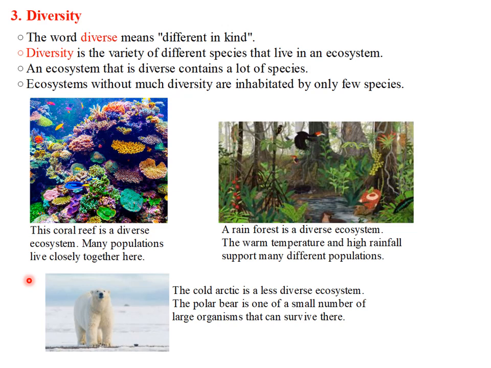So if we look at the first picture on the left, we can see a coral reef. This coral reef is a diverse ecosystem. Many populations live closely together here. In the second picture, we can see a rainforest. A rainforest is a diverse ecosystem. The warm temperature and high rainfall support many different populations. In the last picture, the cold Arctic is a less diverse ecosystem. The polar bear is one of a small number of large organisms that can survive there.